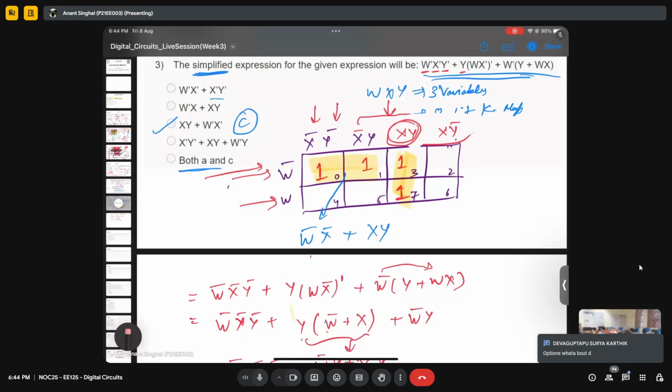What about option D? Okay, let's see what option D is. Option D is X complement Y complement. So X complement Y complement cannot be the answer, right? To have X complement Y complement, we should have a 1 here. There is no one here. Is it clear?